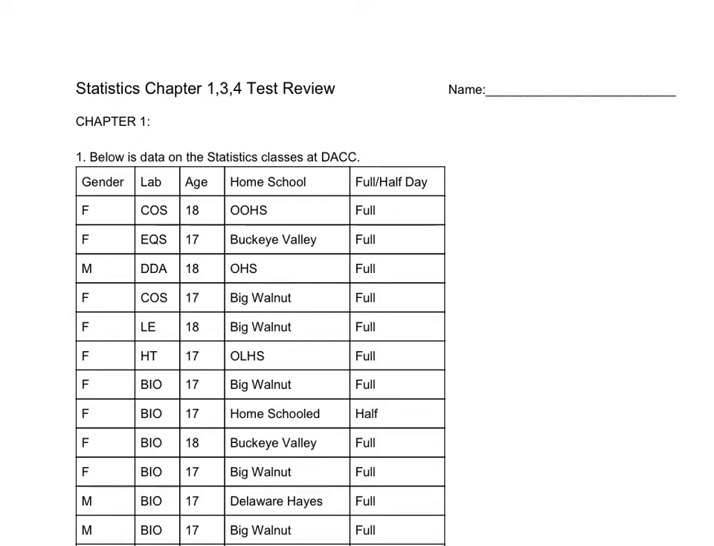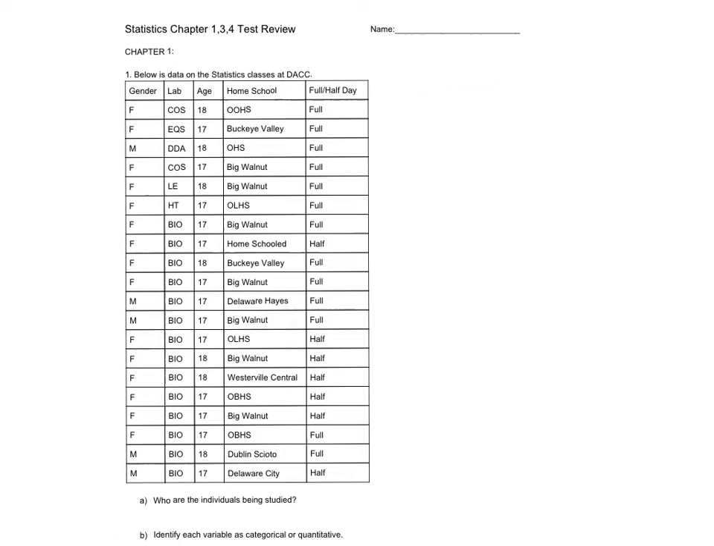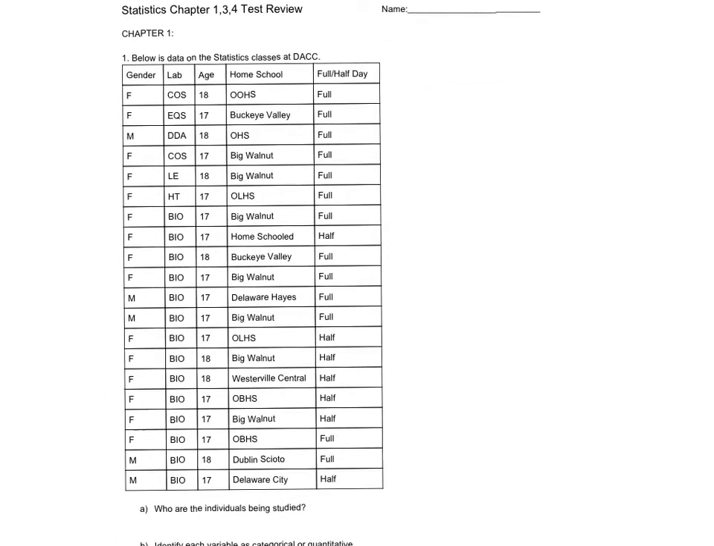So in this first part of the chapter 1, 3, and 4 test review, I'm going to take a look at chapter 1 for the review. So the first thing we're given is a table of data on the statistics classes at DACC. So we're given the gender of each student, the lab they're in, their age, their homeschool, and whether or not they're full or half day.